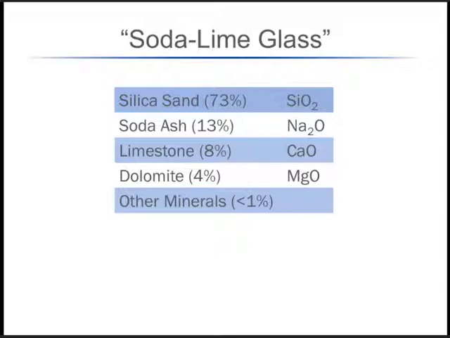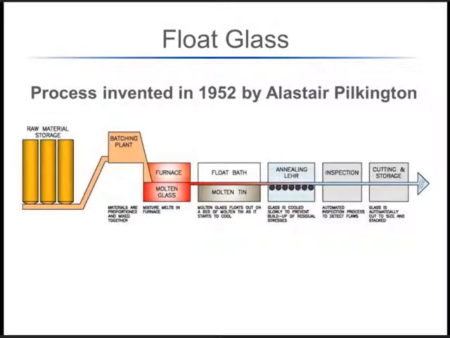The contemporary method for fabricating windows was invented in 1952 by Alistair Pilkington, and Pilkington Glass is actually still around fabricating glass. From left to right, you can see it starts out with the raw material storage. The raw materials that we just talked about go into a batching plant and then into the furnace.